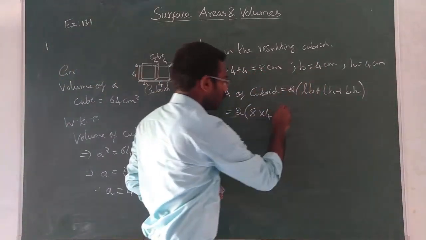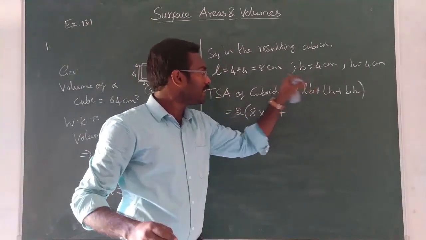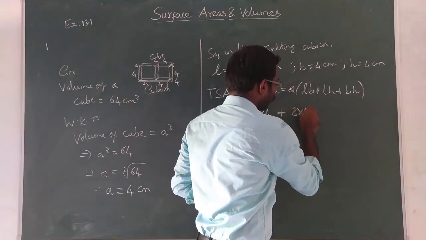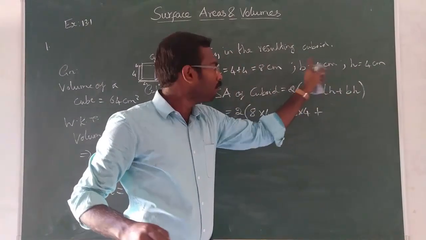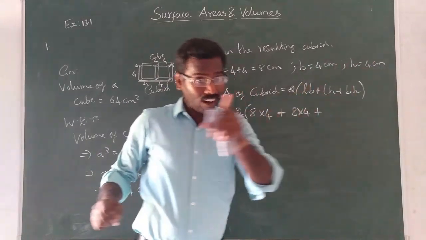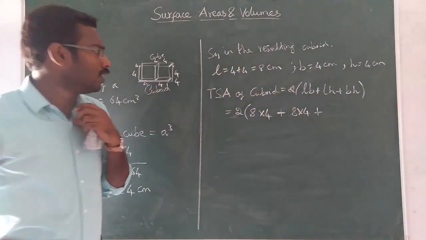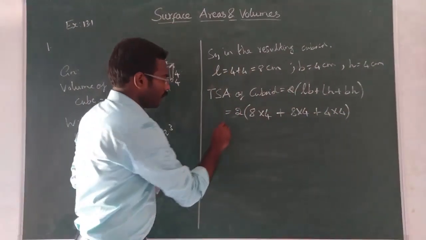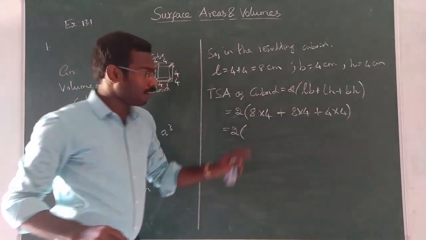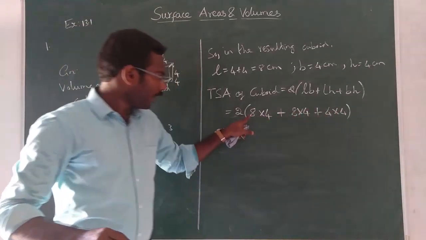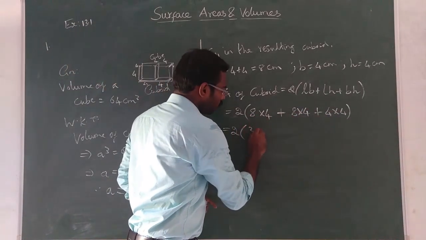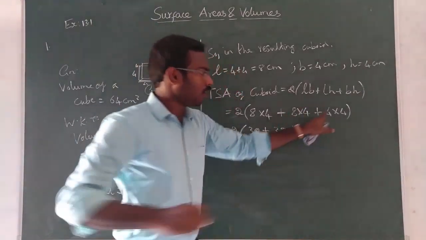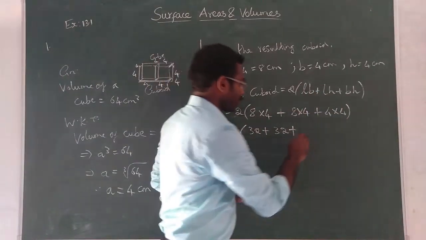Understood? Then plus what else? LH. L is 8, H is 4. So again 8 into 4, plus then BH, B is 4, H is also 4. Are you all following me? It's a very easy sum. So 4 into 4. According to BODMAS rule, first you solve the multiplication. So 8 4s are 32 plus 8 4s are 32 plus 4 4s are 16.